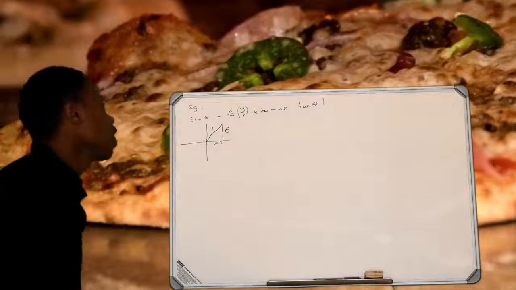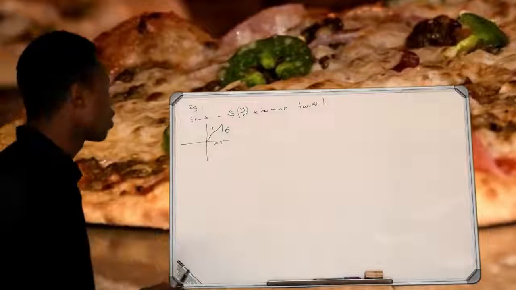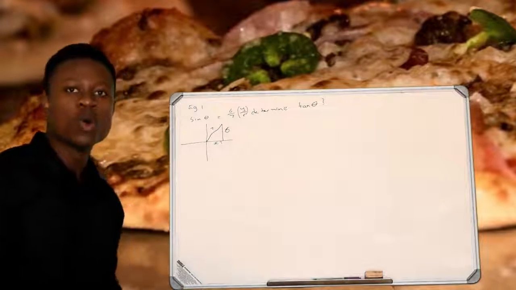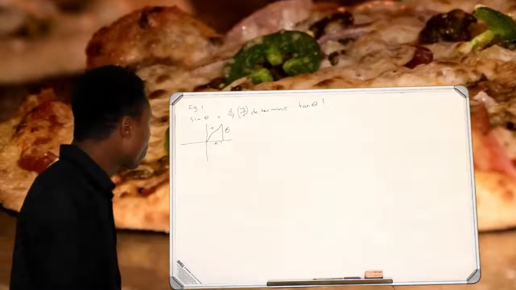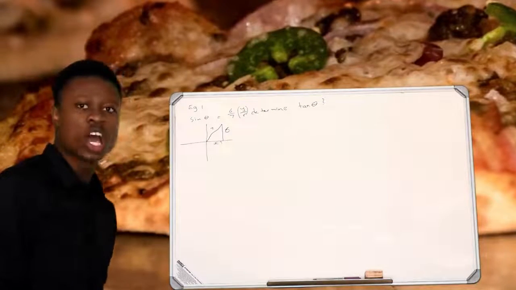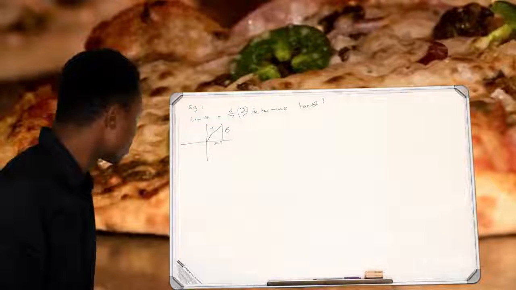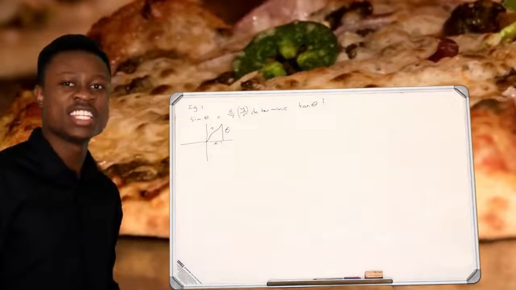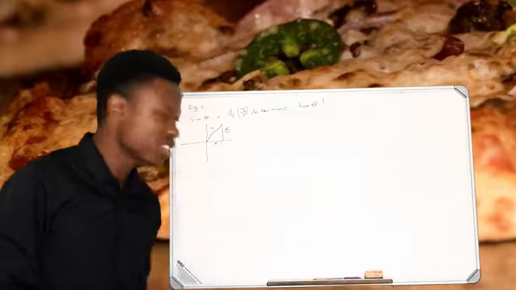Now we want to find tan. We have drawn our triangle, but we are missing a variable, which is x. For us to find what we're looking for, we have to find what the variable x is. So how do we do that? What we do is we use Pythagoras, the dear old friend Pythagoras.